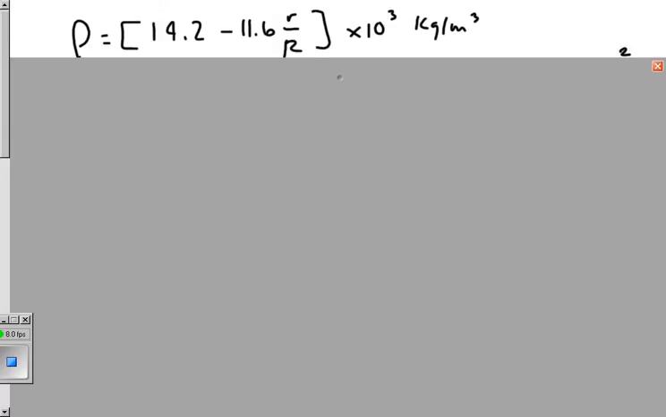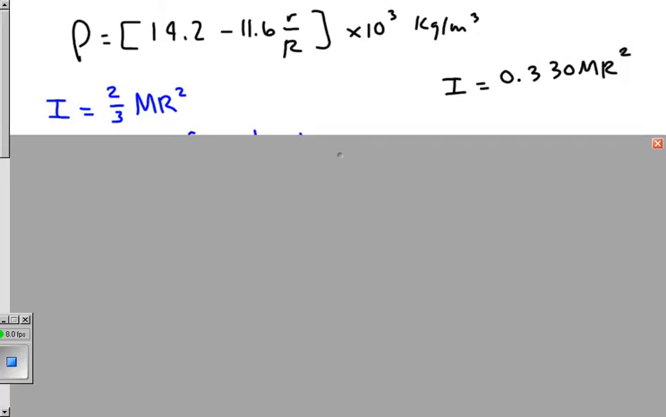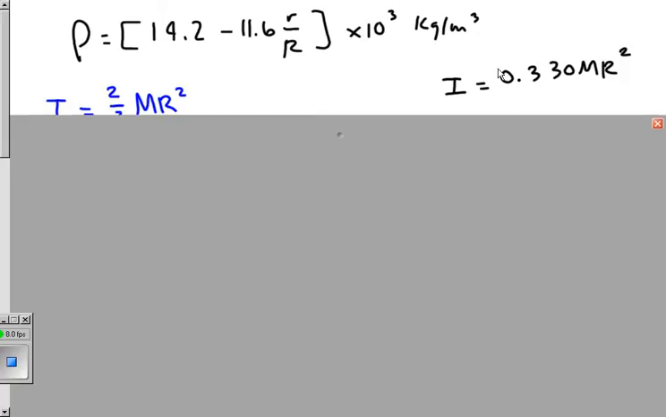This is Chapter 10, question number 27. We are asked to show that if the density of the Earth is given as a function rho of r, as seen right here, then our moment of inertia ends up being 0.330 mr squared. So we're trying to prove that this is the moment of inertia of the Earth, where m is the total mass of the Earth.